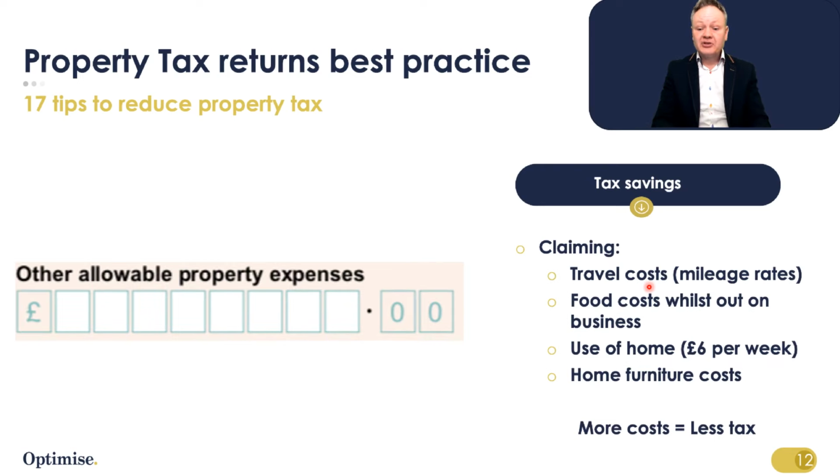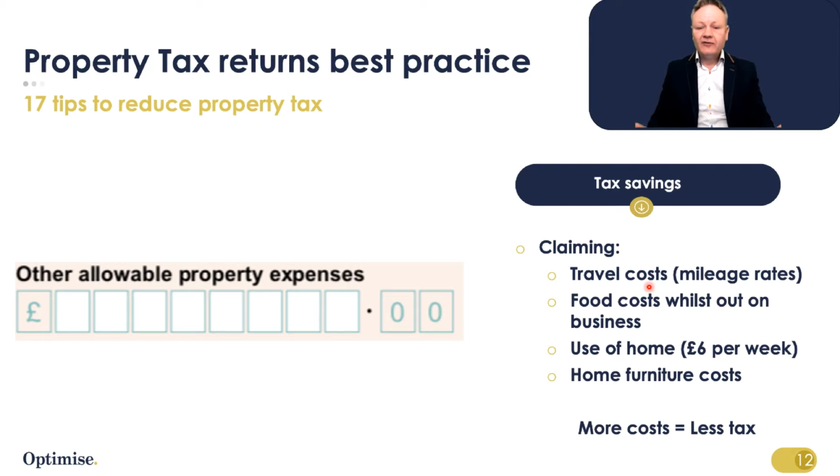Other allowable property costs. Now, if you are looking at your expenses, maybe using your mobile phone and claim for mileage, put this on your dashboard. It will be great to help you clock the mileage that you're doing for your business, and you get 45 pence per mile done to offset against your property income.